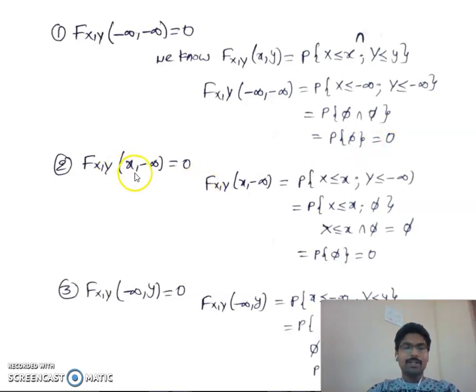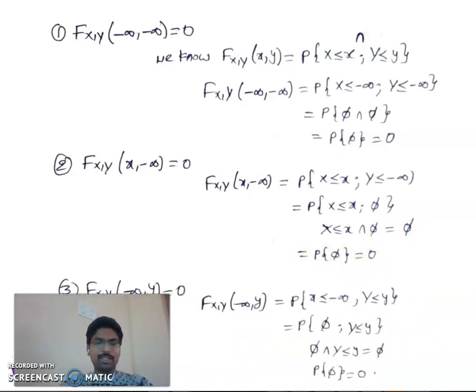Similarly, F_{X,Y}(x, minus infinity) is also 0. This is proved by writing F_{X,Y}(x, minus infinity) is equal to probability of X less than or equal to small x, Y less than or equal to minus infinity. Here minus infinity is there. Y less than or equal to minus infinity, there is no possible event which is less than minus infinity for Y. So it is phi. We have to look for probability of intersection of phi and X less than or equal to x. Intersection means phi is a null set, there is no event. So intersection is nothing but phi here. So probability of phi is equal to 0 in this case.